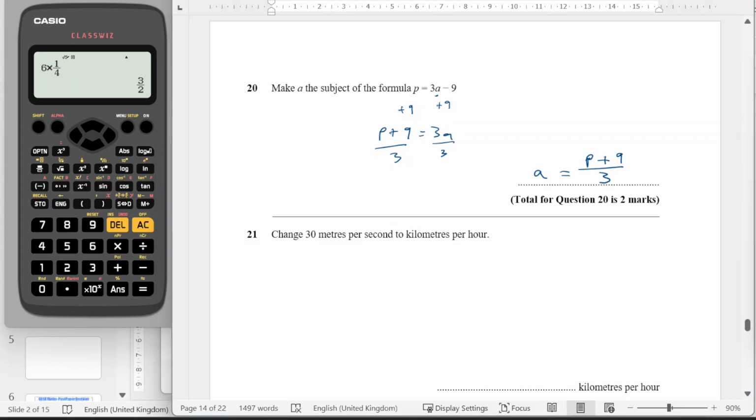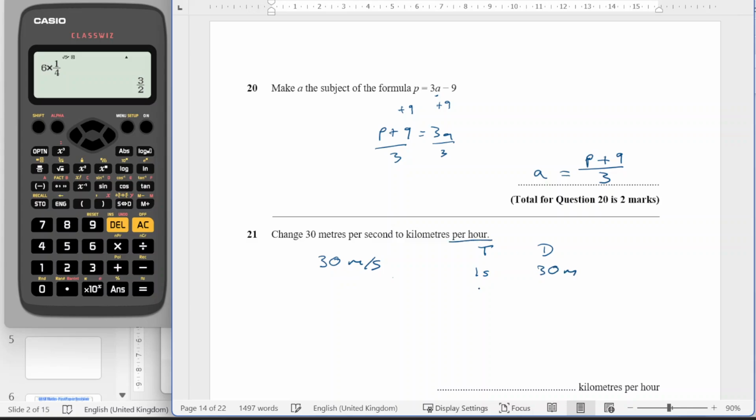Okay, and question 21, change 30 meters per second into kilometers per hour. So 30 meters per second, that means that in 1 second, she would travel, so I've started using this kind of ratio method to help me out. 30 meters per second means that in my time frame and my distance, in 1 second, she would travel 30 meters.